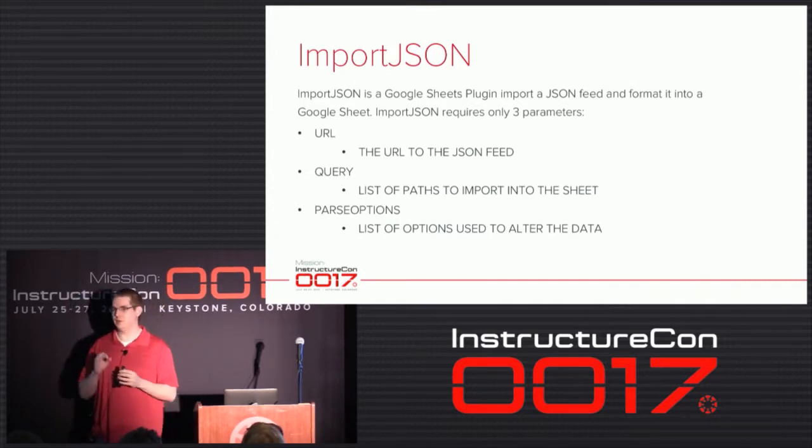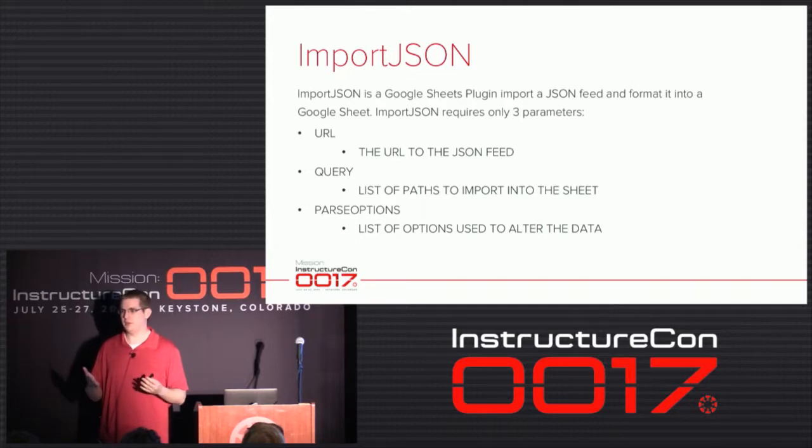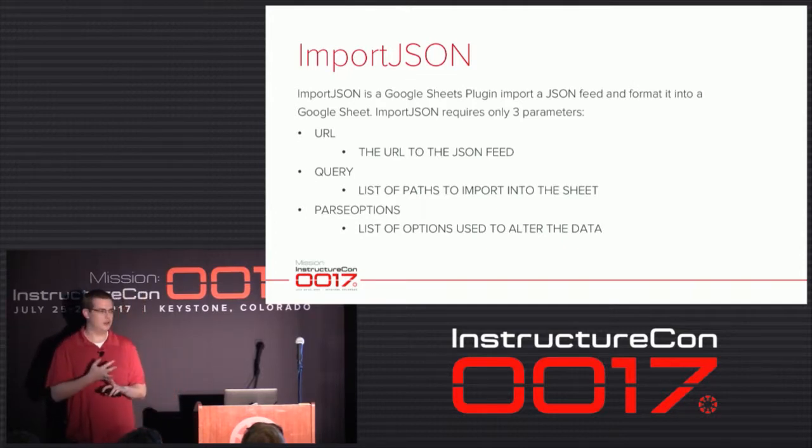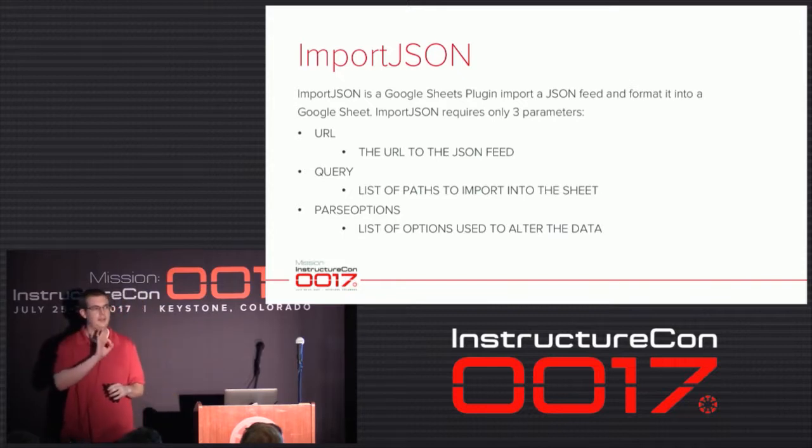All you need to do any API call request is 3 pieces of information. You need the URL, you need the query, the information that you want to get from it, and then you also need the parse options. And we're going to go through how you get each one of these, but it only requires 3 pieces of information.